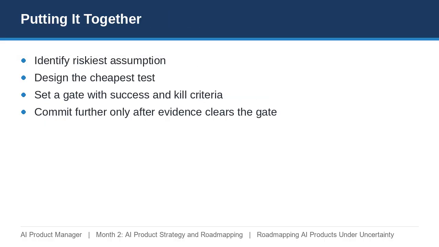To summarize, a strong AI roadmap is a chain of de-risking decisions. Identify the riskiest assumption, design the cheapest test to validate it, set a gate with clear success and kill criteria, and commit more resources only when evidence clears the gate. This keeps your team adaptive while still giving the business a credible path to shipping.